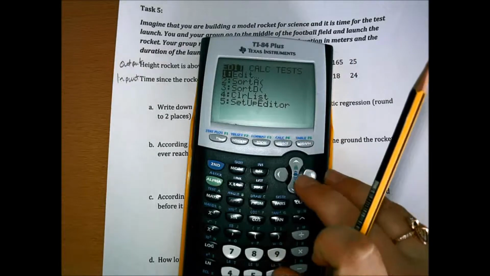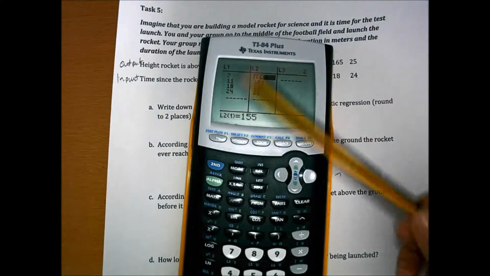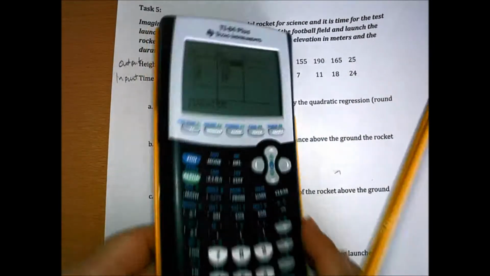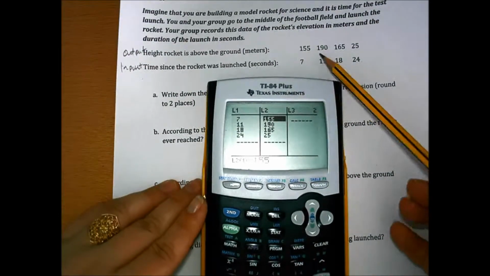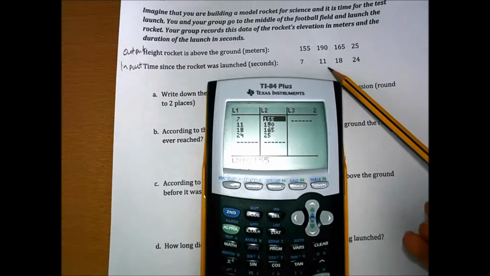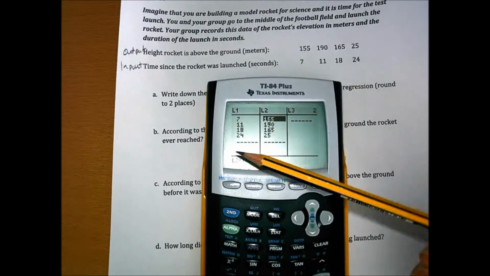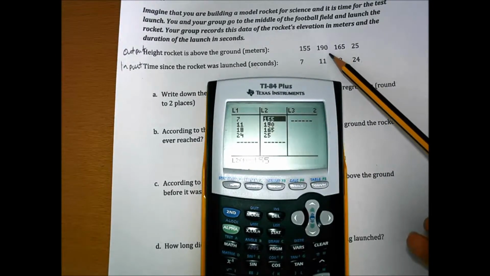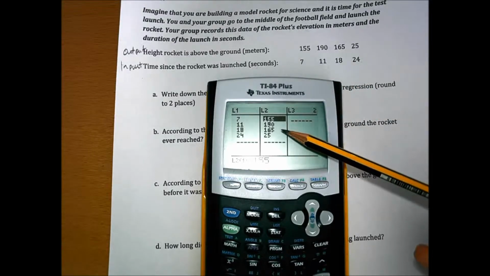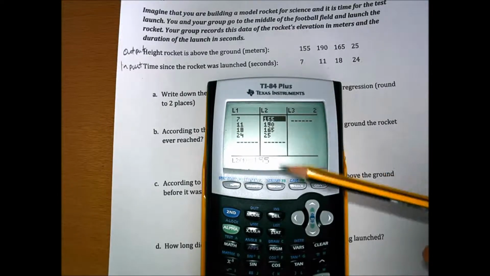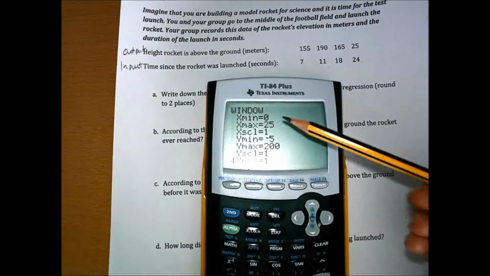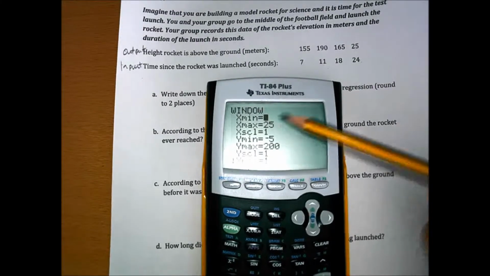So going to stat and edit, after you've cleared these lists, you enter in the data, and notice that I've put in the time since the rocket was launched in list 1, and the height above the ground in meters in list 2. Now in order to be able to see this on the graph, I'm going to have to adjust the window, and here you can see that I've adjusted the window.